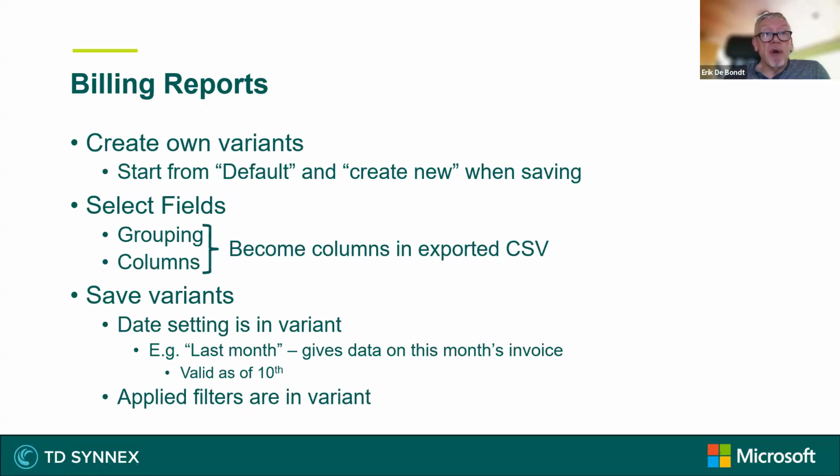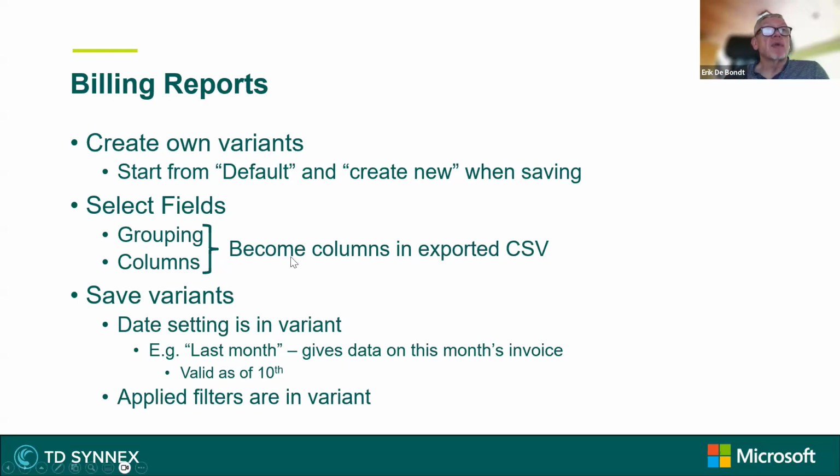You can create your own variants. So you always get one default per type, and then you can create as many as you would like, with more or less fields, creating more or less details. How you do it: you start from the default, you say save, and then you can select create a new one, you give it a name, you have a new report.